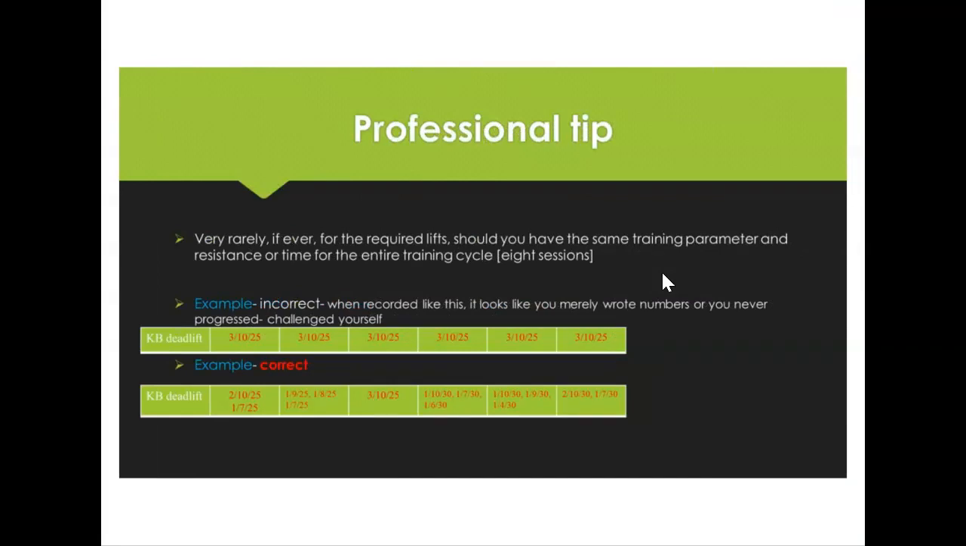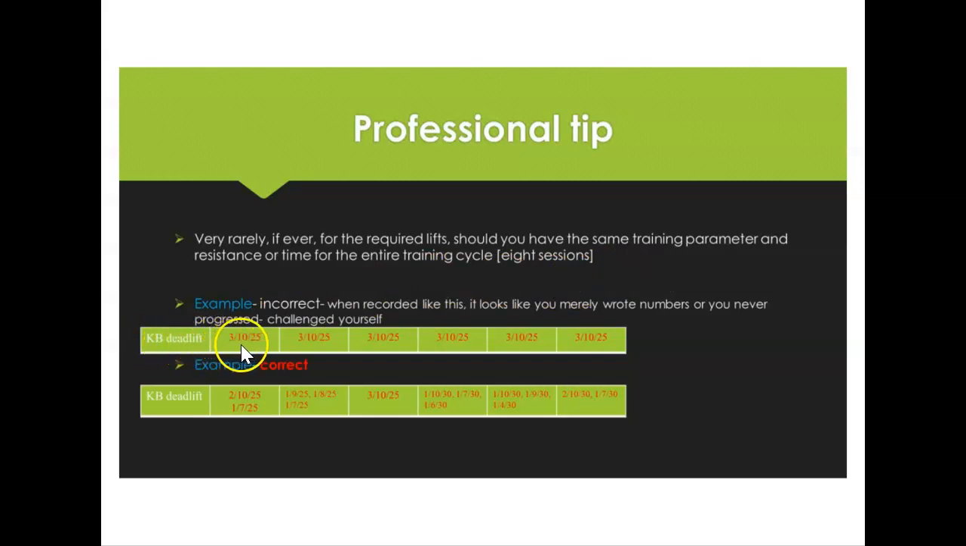So here's a professional tip. It says, very rarely, if ever, for the required lift, should you have the same training parameter and resistance or time for the entire training cycle. That would be 8 sessions. So there's an incorrect example. Notice this right here, kettlebell deadlift. So KB represents kettlebell, not cattle, kettle.